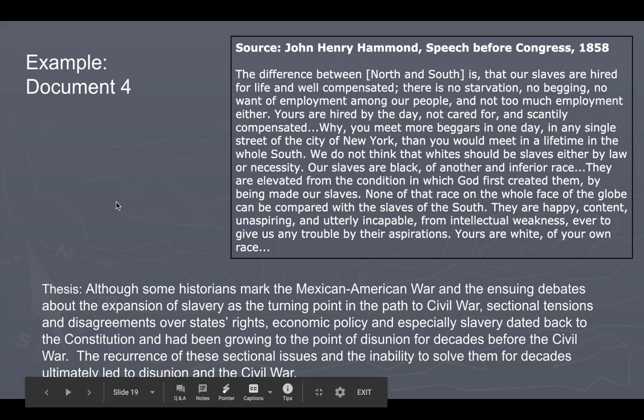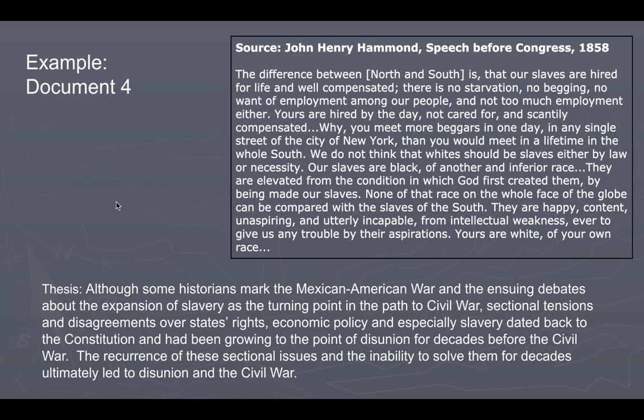So we're going to start by looking at document number 4. This is John Henry Hammond's speech before Congress in 1858. So we're really close to the Civil War now. And if you haven't read this document, just a quick gist of it, John Henry Hammond is a Southerner.